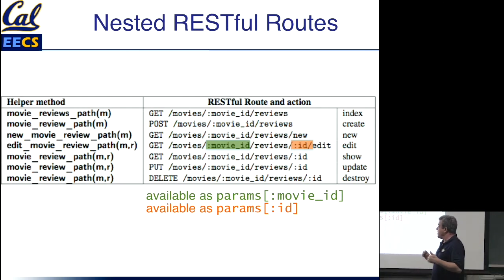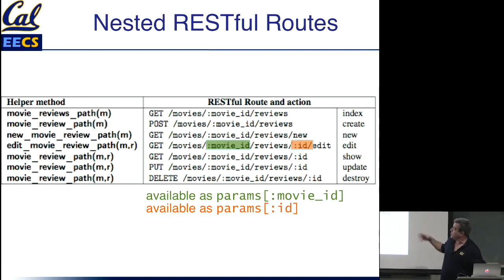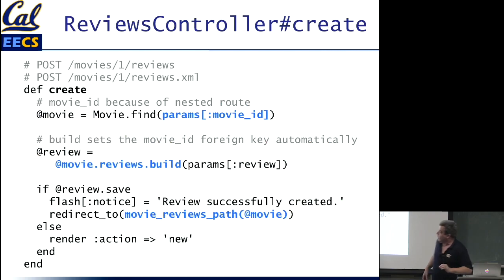And if you're wondering, yes, you can actually have double sets of routes where you can get to the same review either through its movie route or through its moviegoer route. You can declare them both. So what does it look like to use this stuff? Here's what the revised controller action might look like for creating a new review.